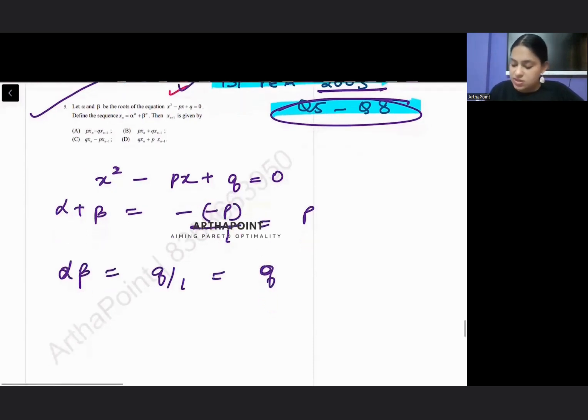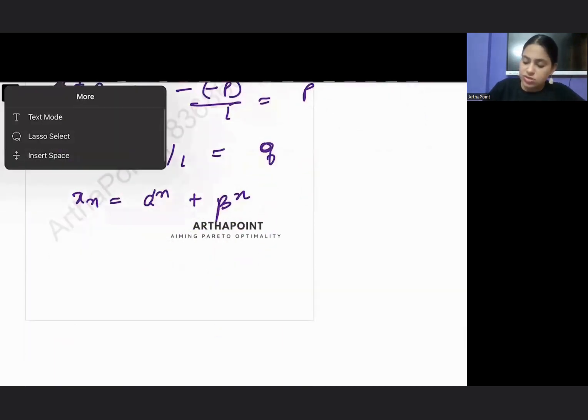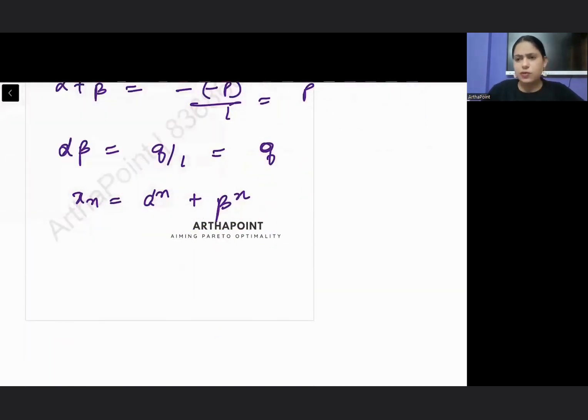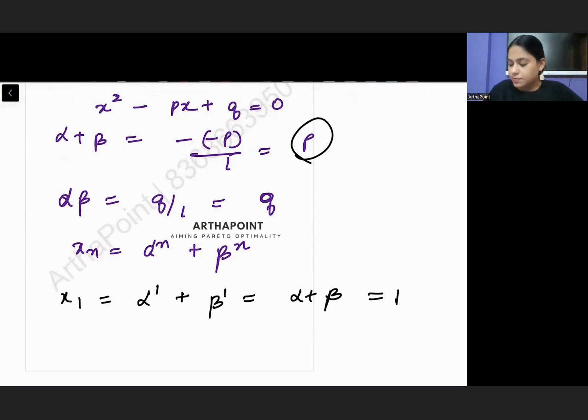Now it says define the sequence xn is equal to alpha to the power n plus beta to the power n. What you can do is try to find out x1 from here. So x1 will be alpha to the power 1 plus beta to the power 1, so alpha plus beta, which will be p.